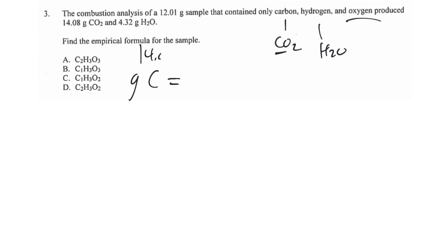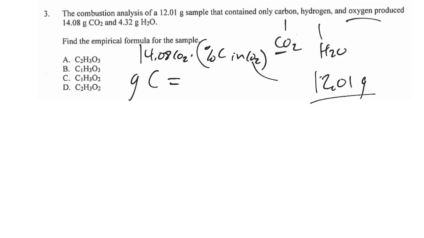So if I take 14.08 grams of CO2 and multiply that by the percent C in CO2, does that accomplish the task of telling me how much carbon's in CO2? Now, what's the percent C in CO2? So like 12.01 divided by 44.01. It's like the mass of carbon divided by the mass of the whole compound. So we might just say this is just 12.01 grams divided by 44.01 grams, because that's the mass of a mole of carbon over the mass of a mole of CO2.